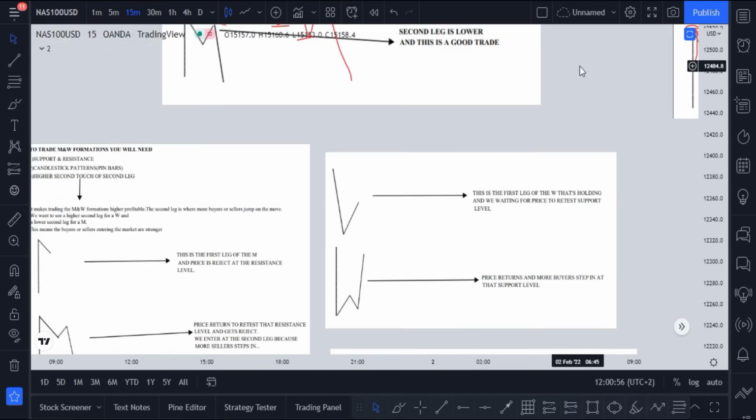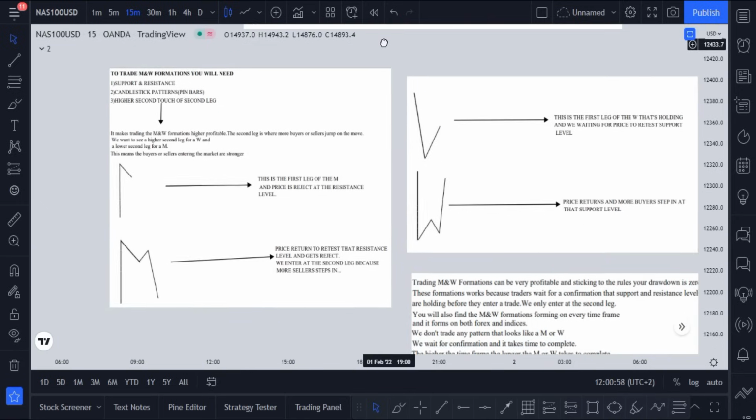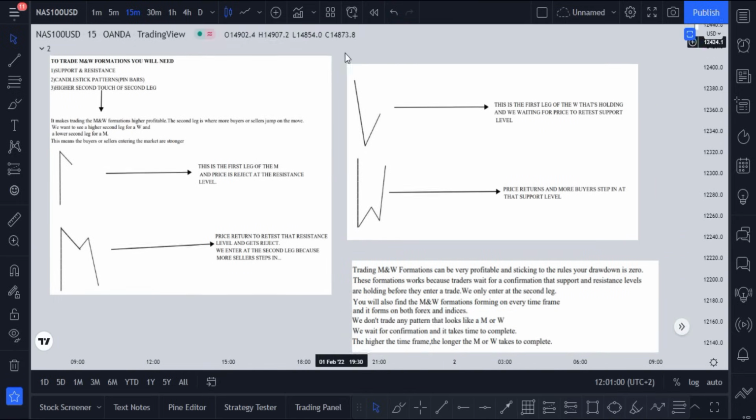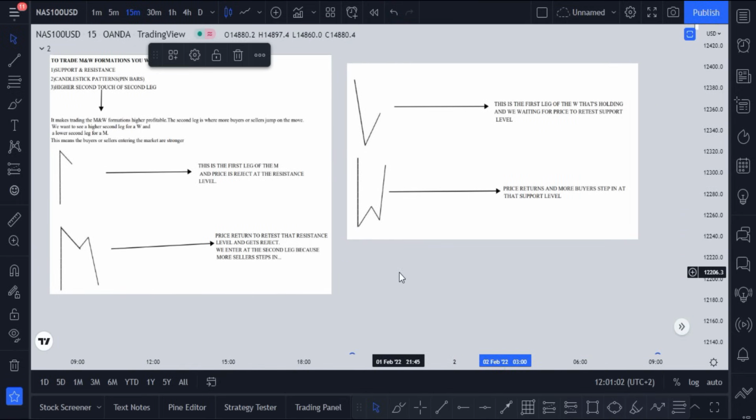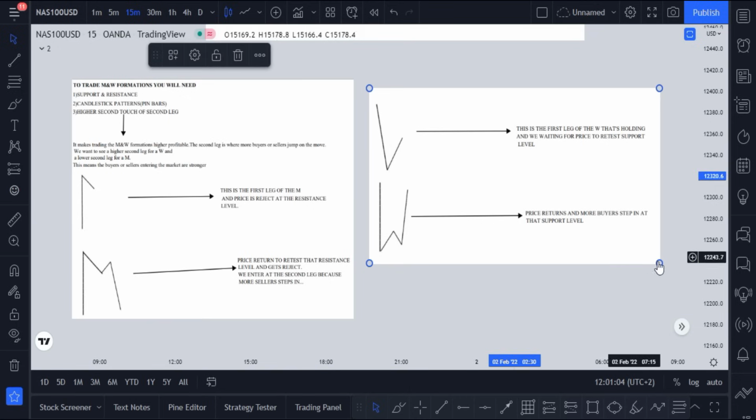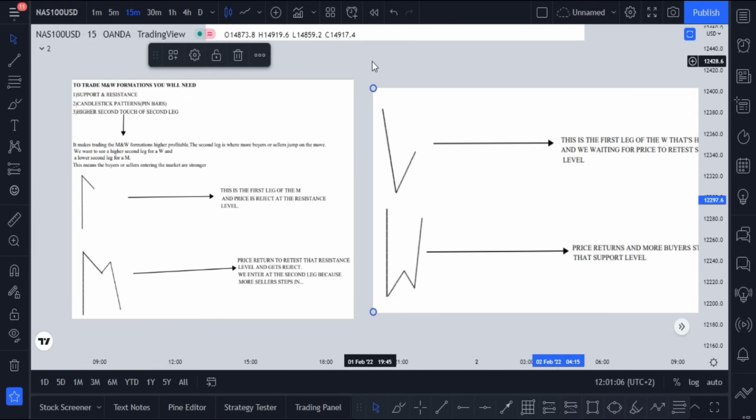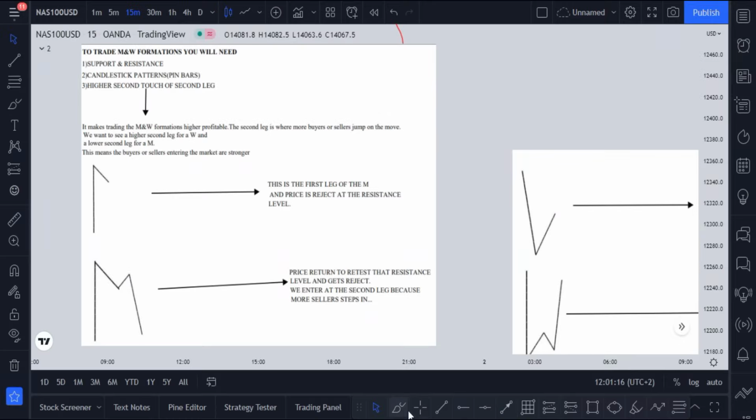Now, to move on with the rest of our videos, before we get into the examples, we're just going to share with you some tips on how to trade the W formations and what you're looking for, right? So as you can see here, we have some more illustrations for you. Okay, so starting over here once again, to trade the M and W formations, you need to have the following along with your M and W formations, right?